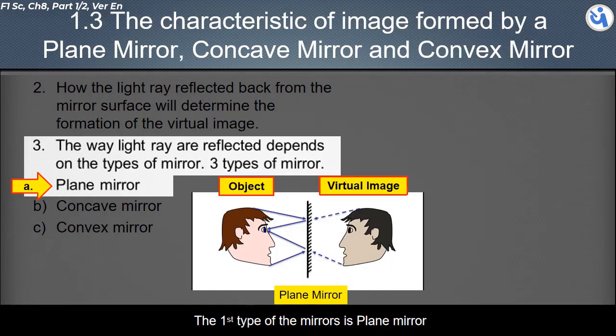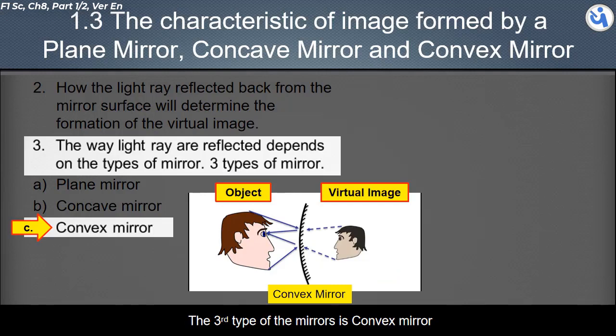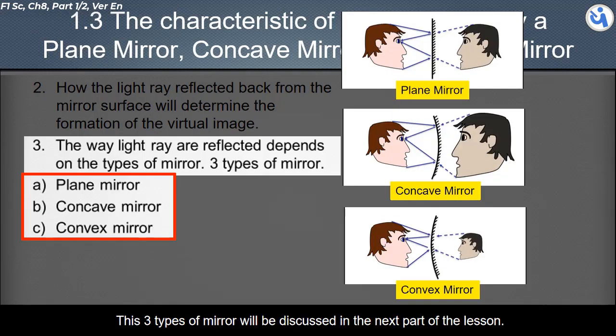The first type of mirror is the plane mirror. The second type of mirror is the concave mirror. The third type of mirror is the convex mirror. These three types of mirror will be discussed in the next part of the lesson.